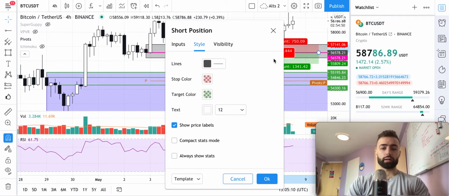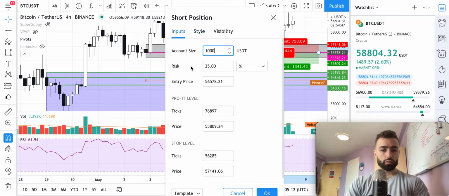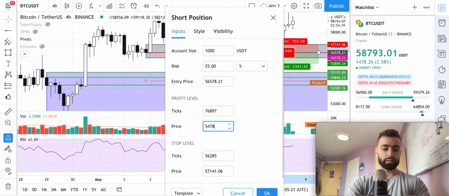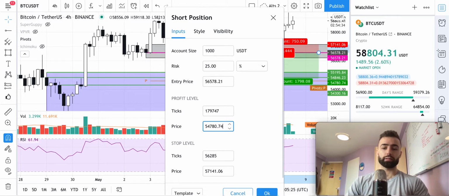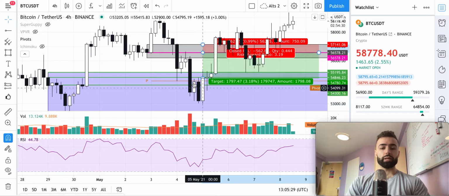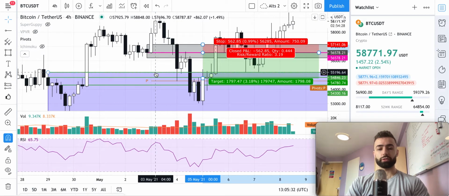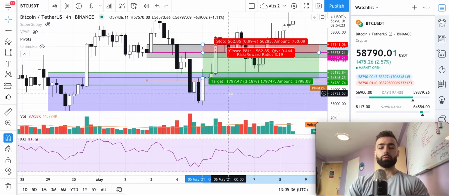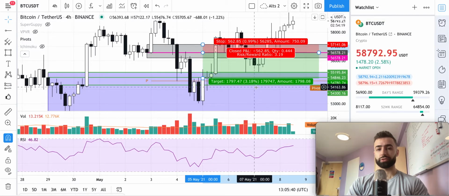And we're going to double click on our short tool. We're going to go 54,780. So we're going to go to our profit level, because this is where we're going to be taking profit. 54,780.74. Click enter. So now what this is telling us is, if we take profit 33% of our position off here, 33 here, and 33 here, we will end up closing this trade with a profit of 3.18%.